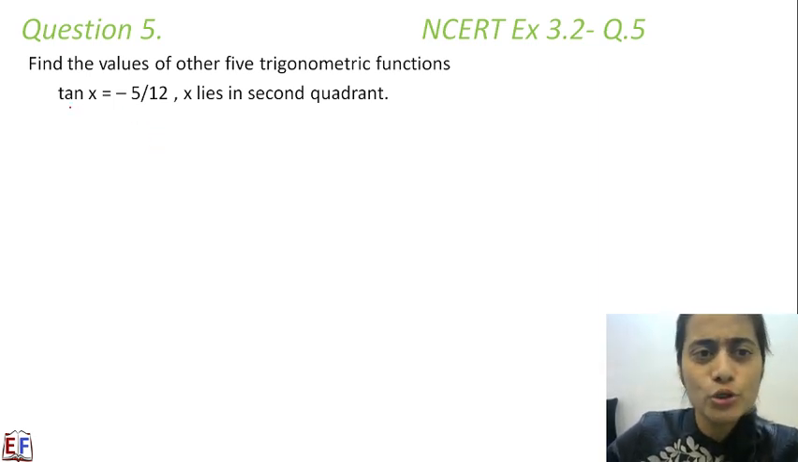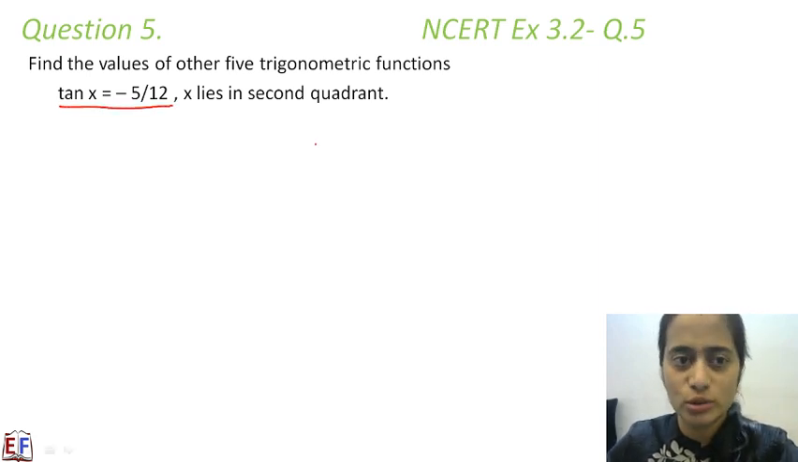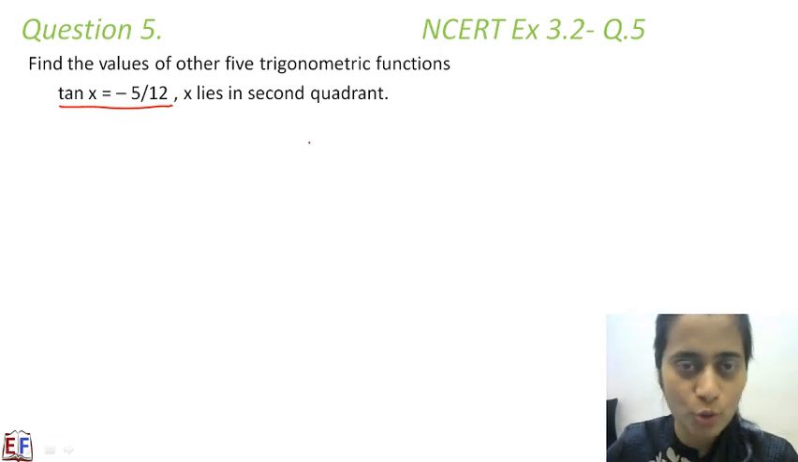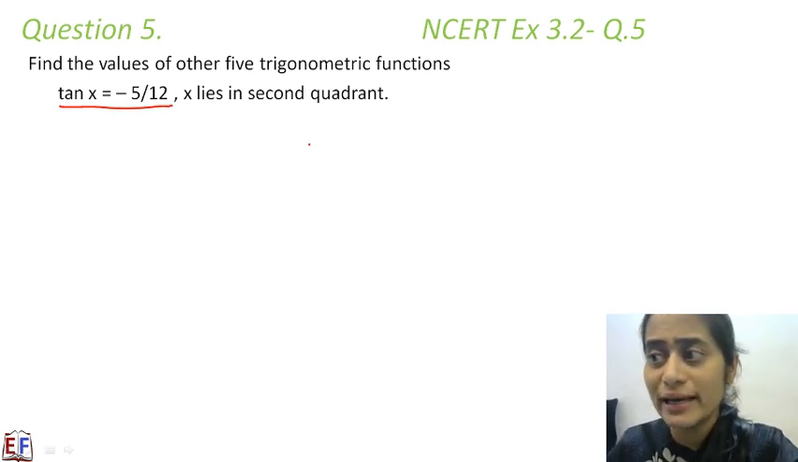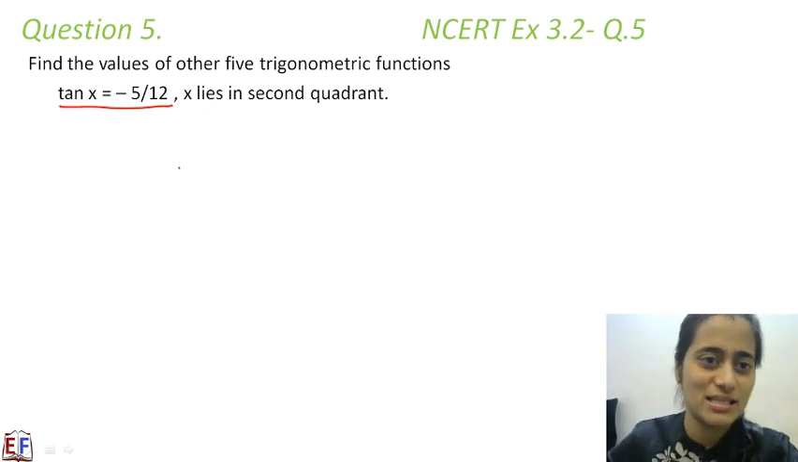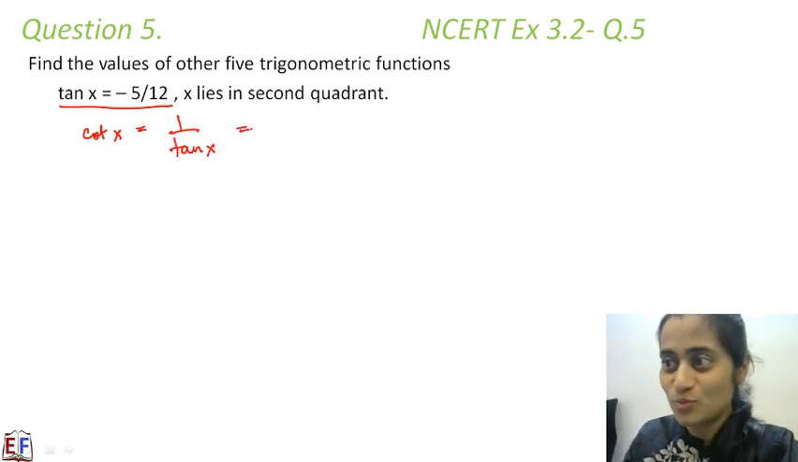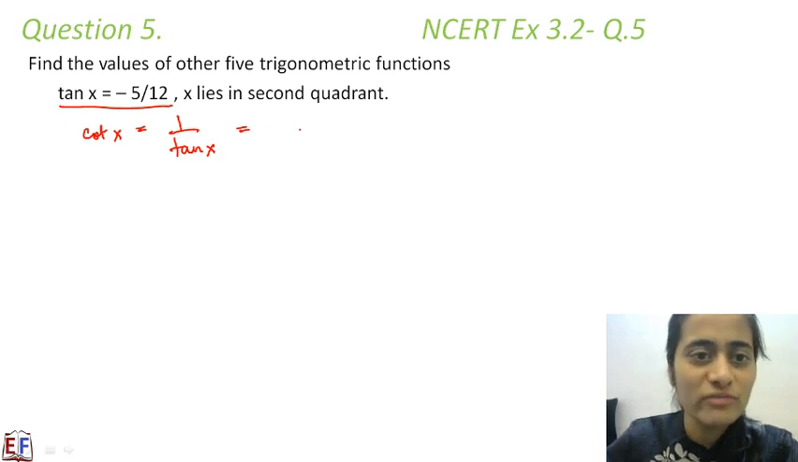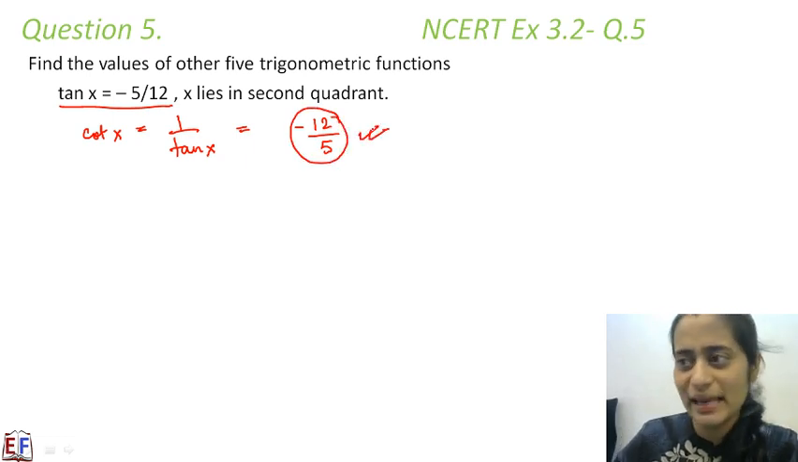Let us suppose we are given tan x. Now we have to find sin x, cos x, cot x, cosec x, sec x. We have to find all the 5 trigonometric functions. If tan x is given, which other trigonometric function can you calculate most easily? The simple answer is cot x, because cot x is equal to 1 by tan x. So cot x becomes minus 12 by 5. So we have found one already.